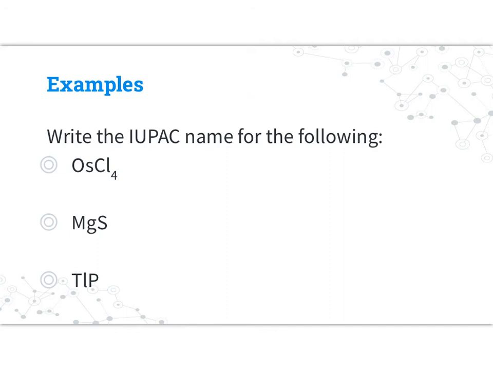Write the IUPAC name for the following. OsCl4. Os is osmium. Osmium is in group 8 or column 8. It does not have 2 charges. It is not multivalent. So I don't need the bracket. All I'm going to write is its name. And then I need to look at what the second element is. The second element is chlorine. So I just need to change its ending to "ide." Chloride. Noting again, there are no brackets because osmium only has 1 charge.